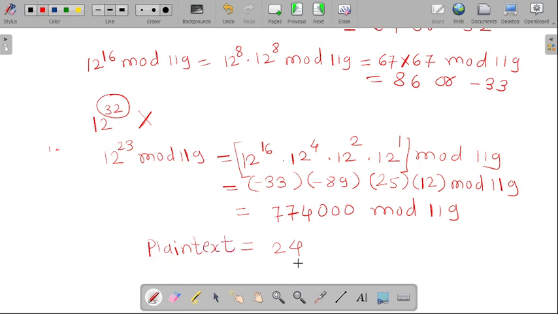So 24 is the value of our plain text message. So in the given example, the value of ciphertext is given, that is 12, and the value of our decryption key, that is D, our private key, is given as 23, and based on that we have found out the value of our plain text message, that is 24.